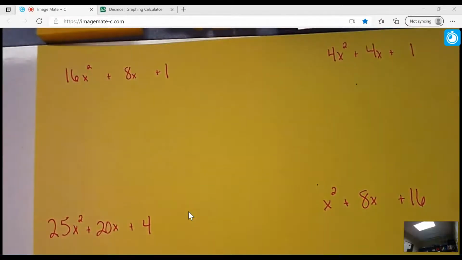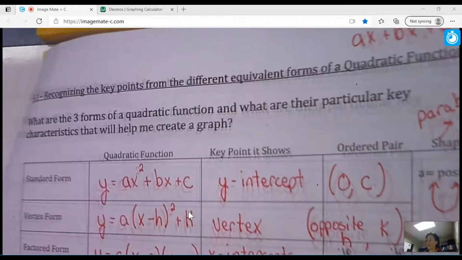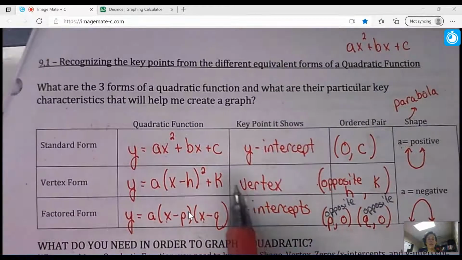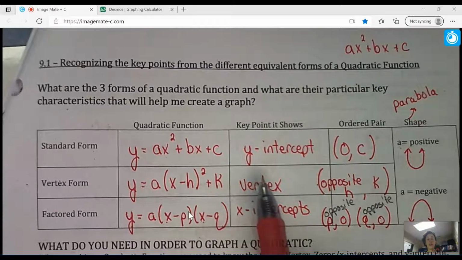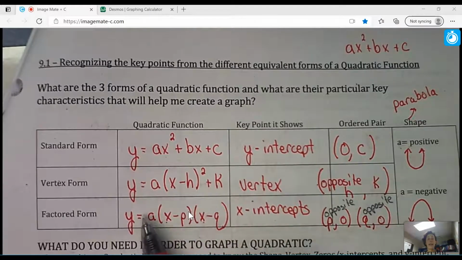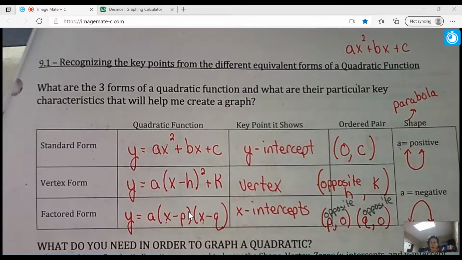In our notes that we did, in our last video I talked about the three different forms of a quadratic. So there's standard form, which tells you the y-intercept. There was vertex form, which tells you the vertex. And then factored form, which tells you the x-intercept. So these are notes that you already have.